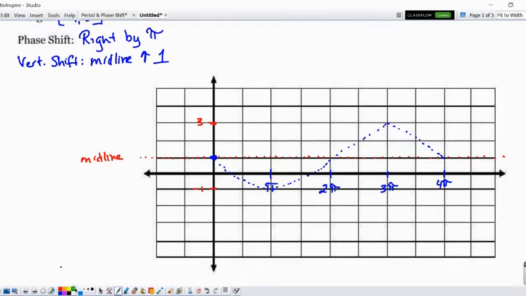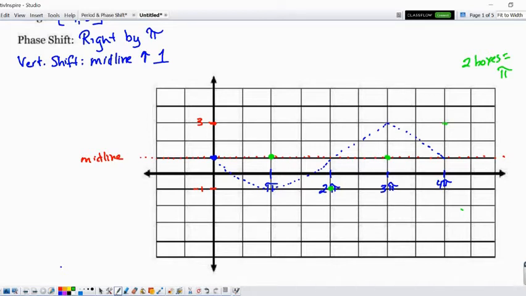But what we haven't done is shifted this to the right by pi units. So according to the way I've labeled this, 2 boxes are equal to pi. I need to take every important point and drag it to the right by 2 boxes. So this midline value is now here. Our minimum is down here. This midline has moved over 2 boxes.